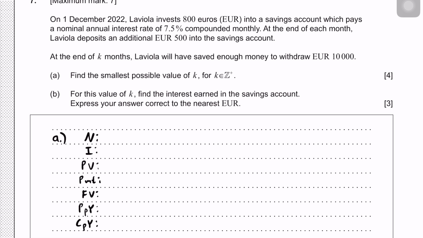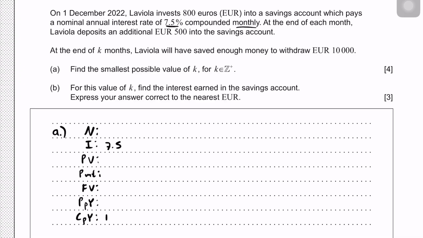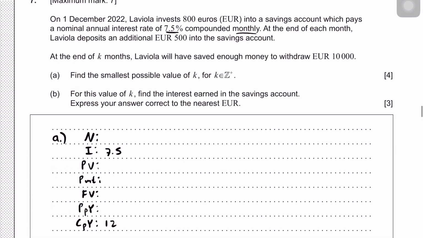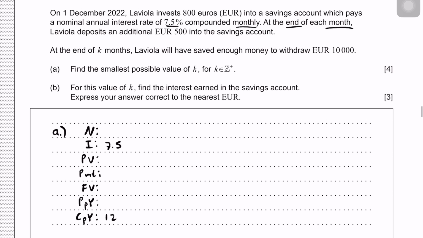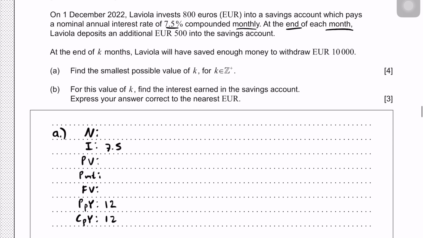In this case, the amount of time it will take, K. All right, so the most straightforward one, I think, is always interest, 7.5% in this case. It's compounded monthly. That means CPY, compounding periods per year, is 12. We also know she's going to make payments at the end of each month. So in this case, 12 payments per year. Let's see the final value. We know she wants €10,000 in the account at the end of K months. So final value is 10,000.